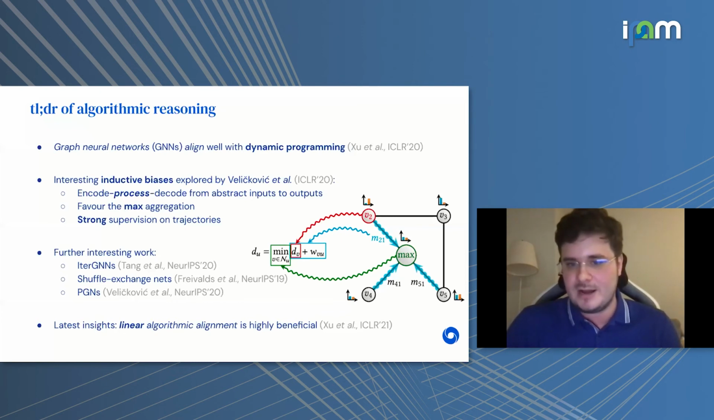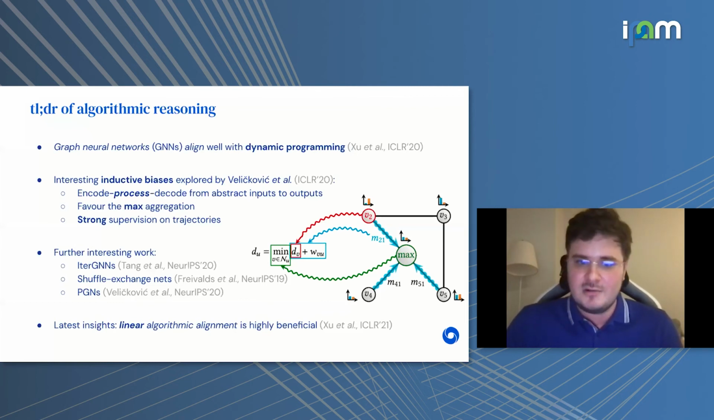So in our paper at ICLR 2020, we investigated some interesting inductive biases to add to a GNN. And in particular, we found it very useful to do encode, process, decode from abstract inputs to abstract outputs. We found it very useful to use a max aggregation, which, as you can see on the figure on the right, aligns really well with most dynamic programming update rules, pathfinding algorithms, and so on.